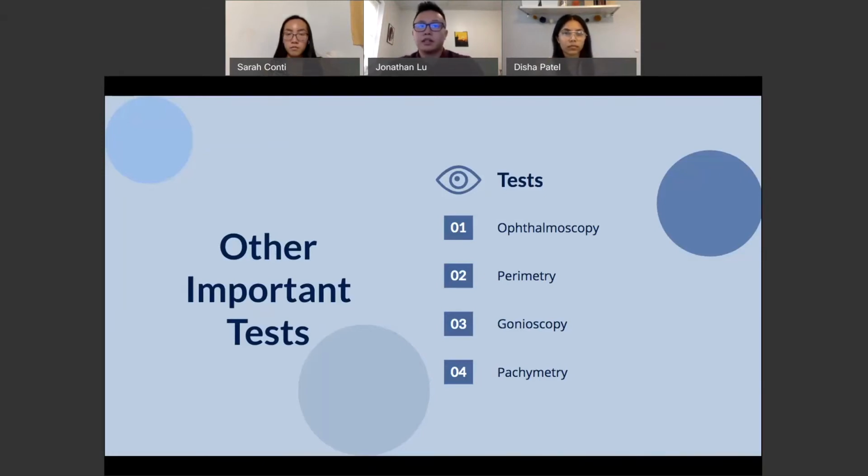Gonioscopy is a test that determines the angle where the iris meets the cornea. This is important in distinguishing open or closed glaucoma. Once the eyes are numbed, a contact lens is placed on the eyes. The lens reflects an angle of light that allows doctors to identify the type of glaucoma. Tachymetry is another test that is done if IOP readings are slightly abnormal. This test measures the thickness of the cornea. Like the ophthalmoscopy, this test is done to validate the results of the IOP test.